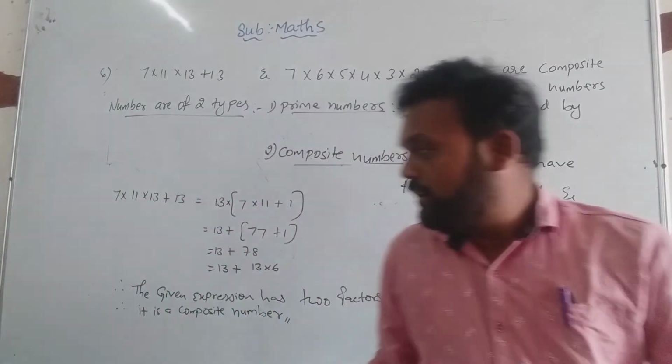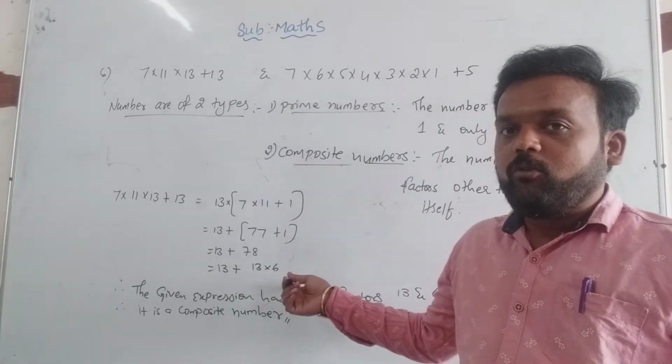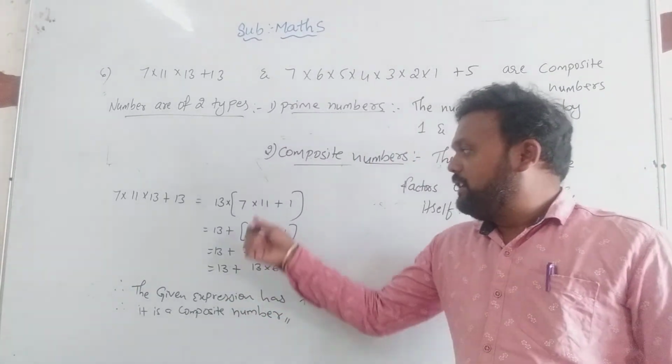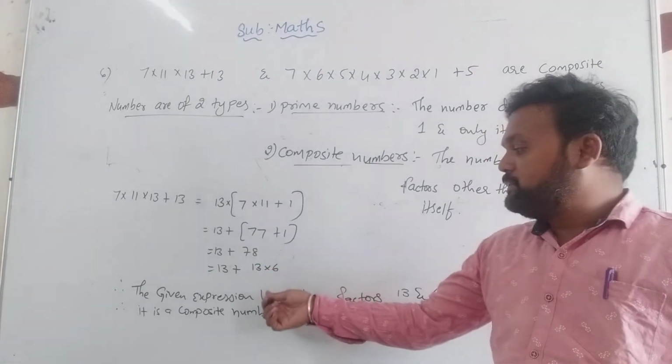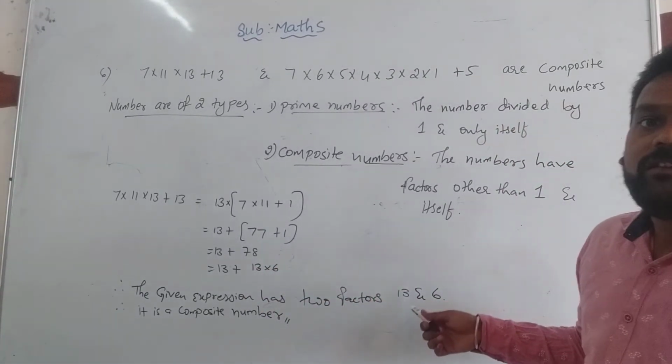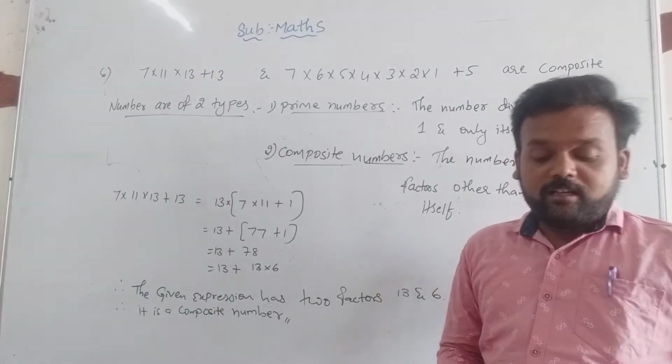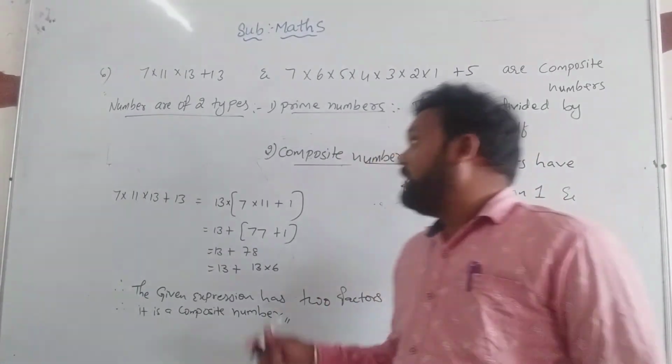Understood, students? It can be observed that here 13 is common, here also 13. That's why the given expression has two factors, 13 and 6. Yes, very good. Next, coming back to this one.